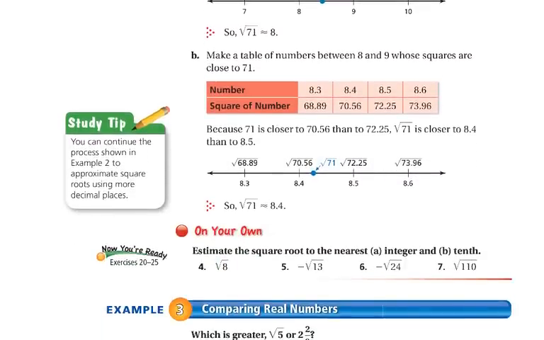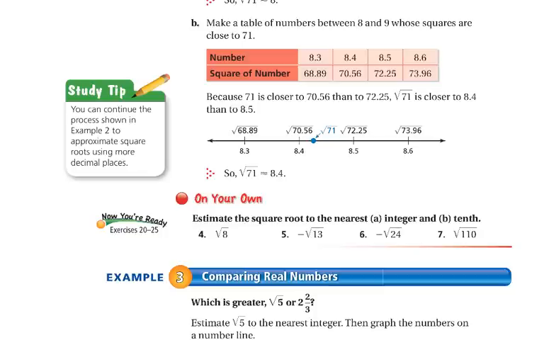If you look at the second example, they have you making a table of numbers between 8 and 9 whose squares are close to 71, and they take it a step further. You can pick if you're going to go to the 10th. I don't have an expectation of you doing that. In all honesty, you can use a calculator if you need to do that. Right now, our goal is to find the closest perfect square. So if you don't have a calculator available to you, you can estimate about where this is.